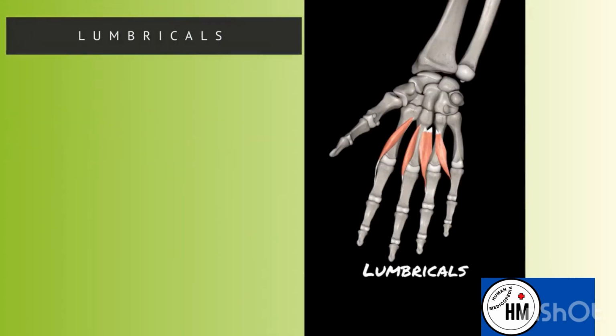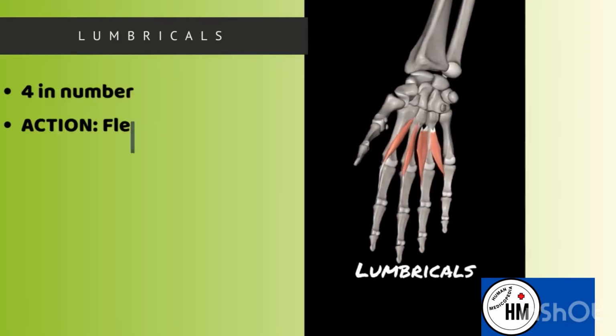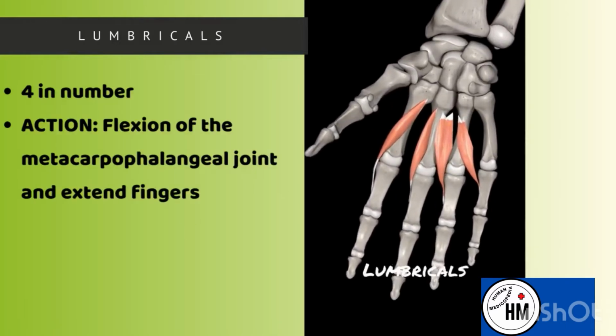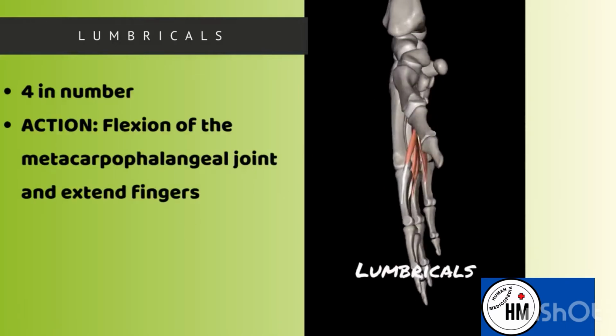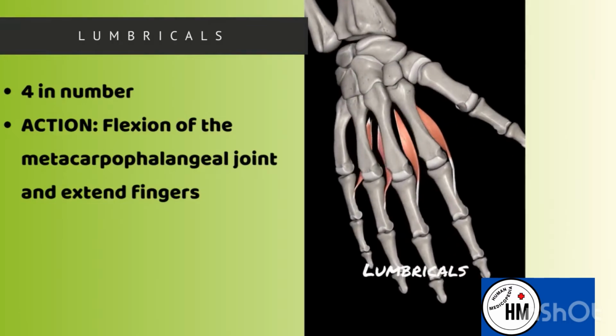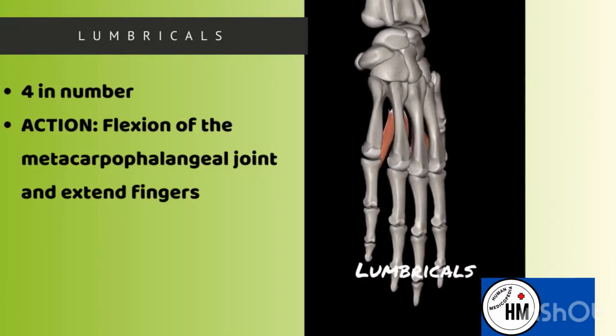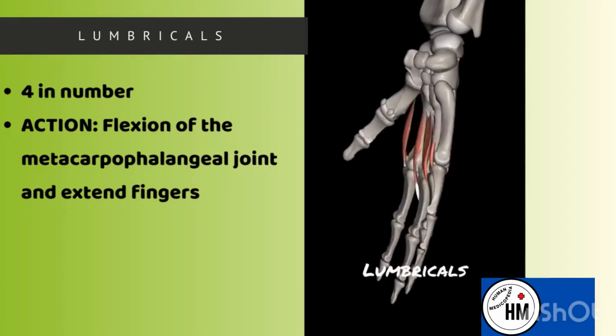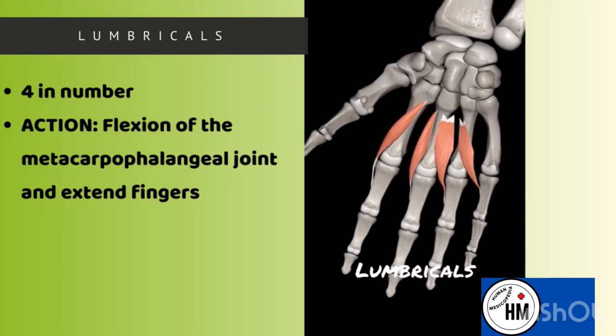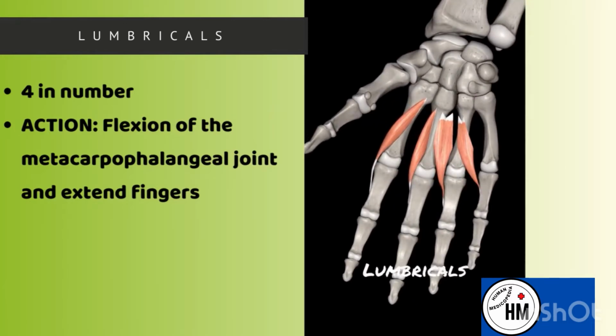Now, lumbricals. These are 4 in number, and as you can see, these muscles pass from metacarpals and attach at the fingers, so it has two functions. Firstly, it flexes the metacarpophalangeal joint and extends the fingers.